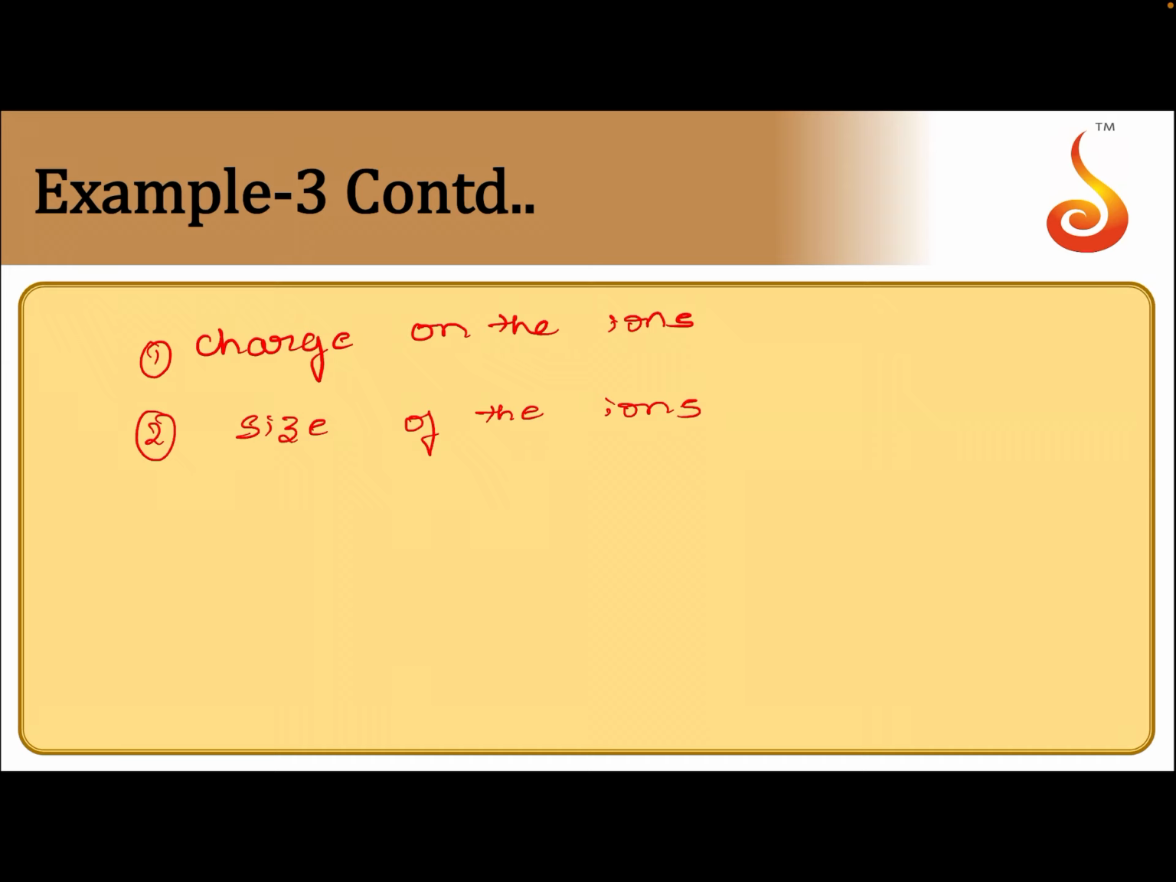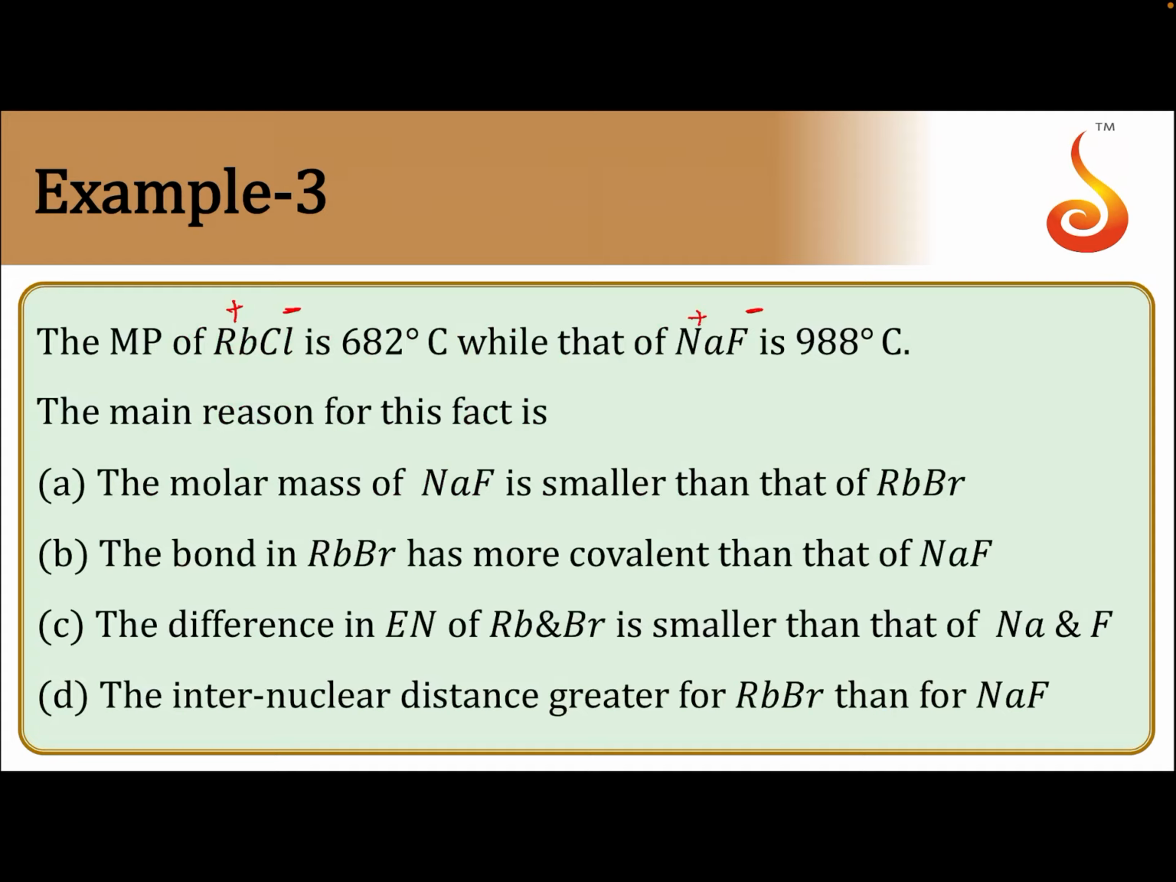If you see in the case of sodium fluoride, because of the small size of the sodium ion and fluoride ion, the internuclear distance will be less. Internuclear distance being less means the force of attraction will be more. So, obviously, the melting point will be more. So, sodium fluoride melts at a high temperature compared to rubidium chloride because of the internuclear distance. The internuclear distance is greater for rubidium chloride than for sodium fluoride. So, that should be your answer.